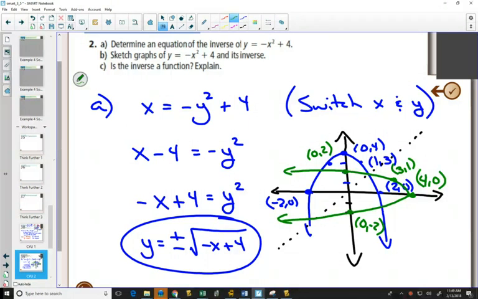I get a sideways parabola. Is the inverse a function? No. It doesn't pass the vertical line test. That green graph, there's lots of places where a vertical line test hits more than one point. That means you plug in an x value and you get more than one y value, and that makes it not a function.